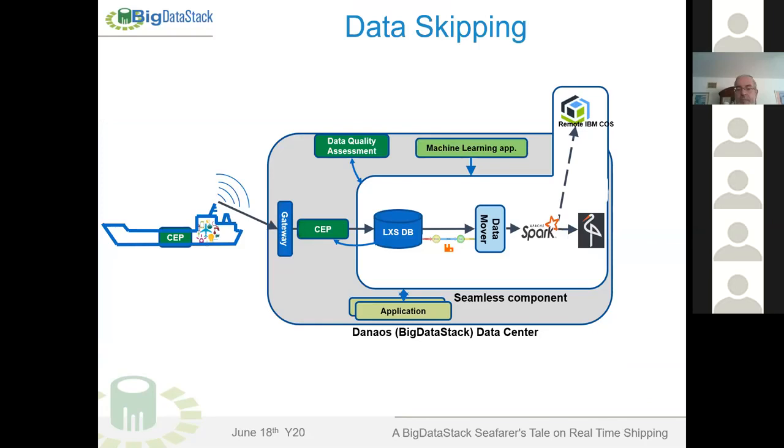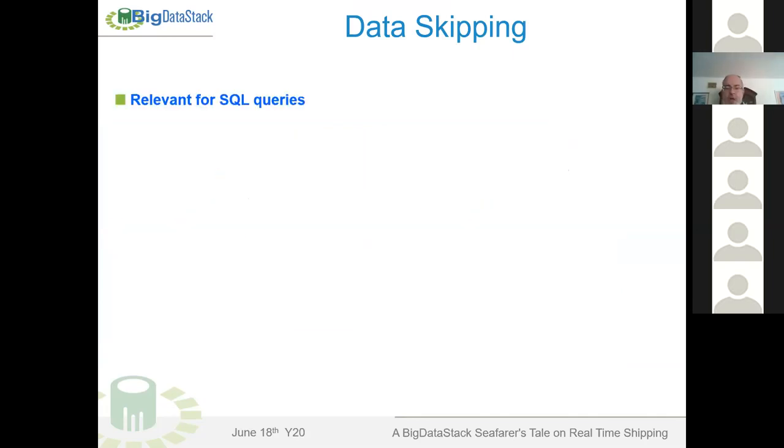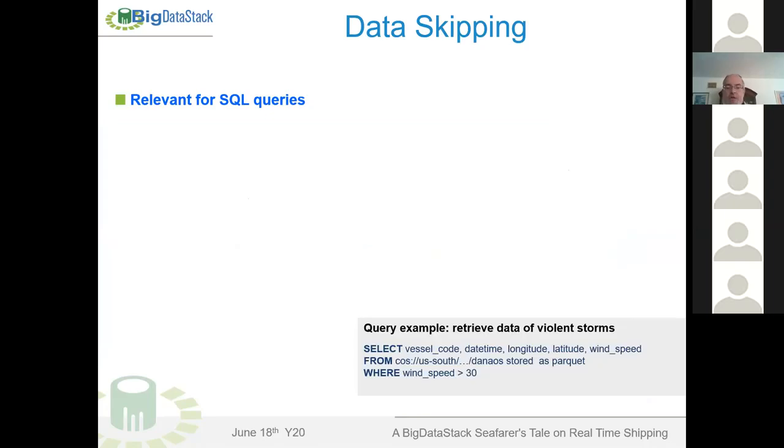Now we come to the last service which I want to present, and which is the data skipping. So data skipping, what is it? It is in fact an addition to the Apache Spark framework, and it permits to make big performance improvements. How do we do that? First of all, this technology of data skipping is relevant for SQL queries. Here you have an example coming from DANAOS, that is to retrieve data that is pertaining to violent storms.